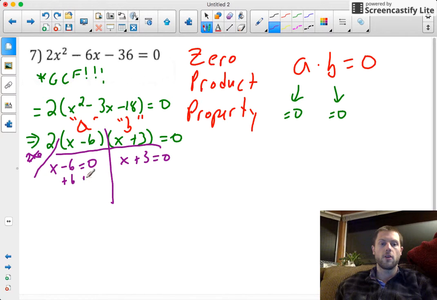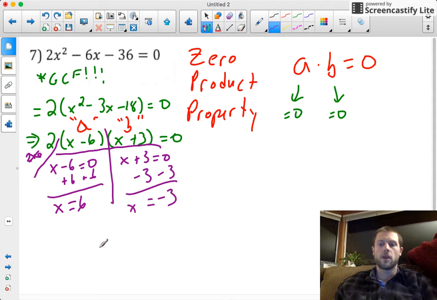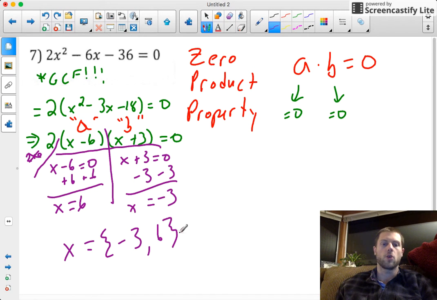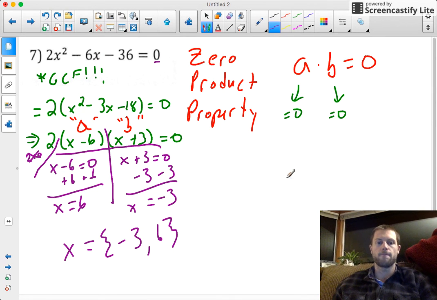Let's solve for x for both of these. I get x equals 6 over here, and on the right side, I get x equals negative 3. So my solutions to this quadratic will be negative 3 and 6. And again, I can always check these solutions by plugging them into my original equation. They should each make my left-hand side equal 0 to match my right-hand side. So there you go.